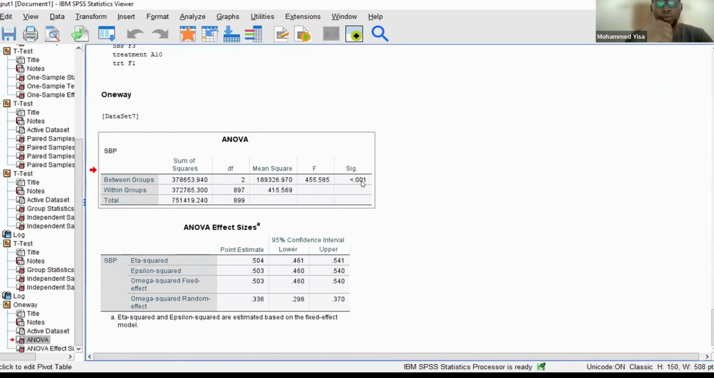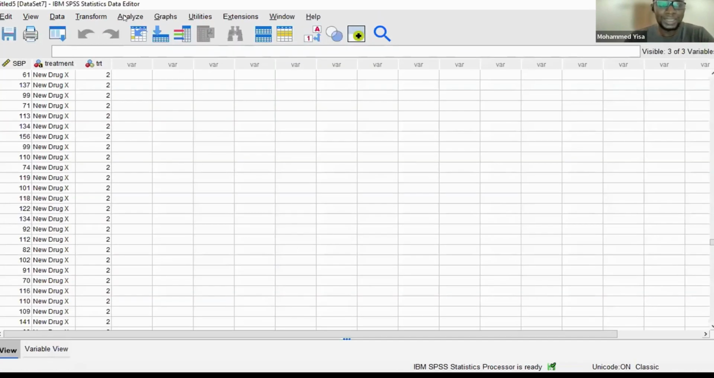Is it between placebo and new drug, or is it between placebo and old drug? In order to find out this difference, there are these things called post hoc tests that we do on ANOVA. One such test that was discussed with you in class was the Bonferroni test. And in order to do that, we go back to the data set and analyze.